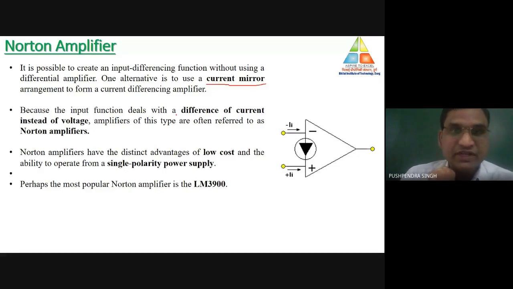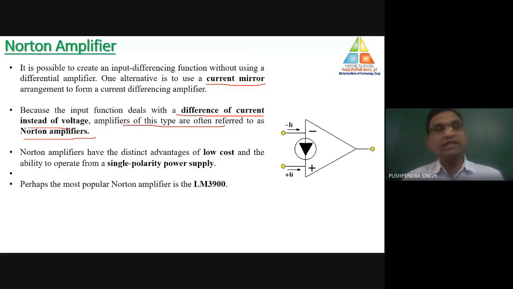Due to this function, the difference of current instead of the voltage, this type of amplifier is mainly referred to as a Norton amplifier. And why is it called Norton? Because it works on the principle of current, the same as in the case of Norton's theorem, where we calculate the value of Norton's current. From there we take this naming of the amplifier as Norton amplifier.